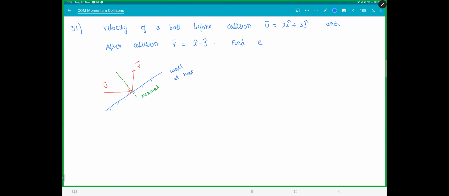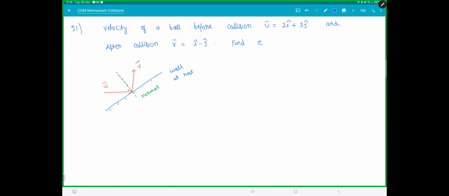Now, let me give you a hint. Devansh, you got it. Let's see. You should have seen this once. If you have not seen this question before, you won't get an idea what to do. So the idea is this. Now you tell me, when you collide with the wall, which component of velocity changes?